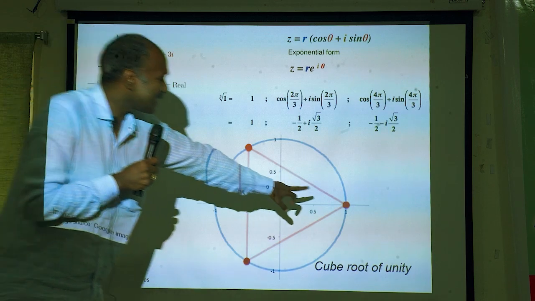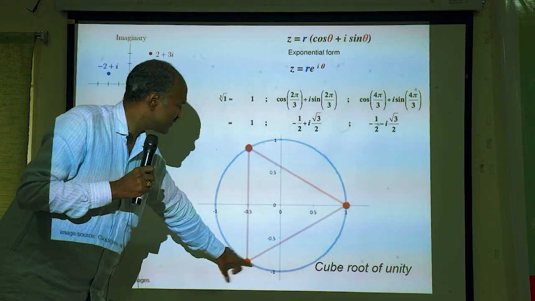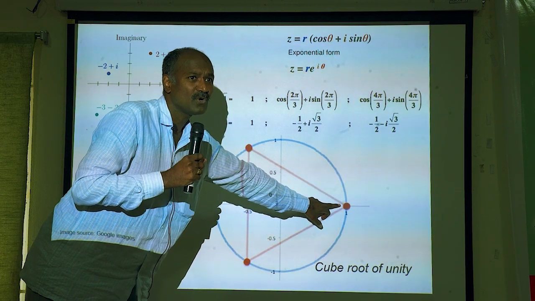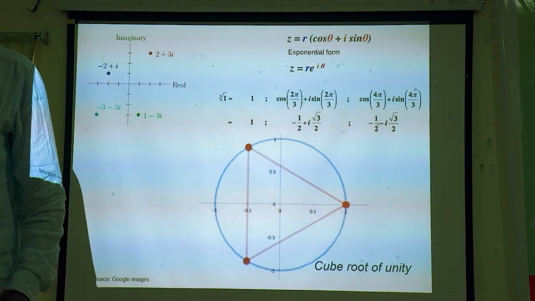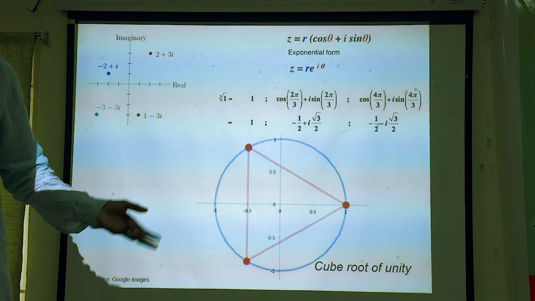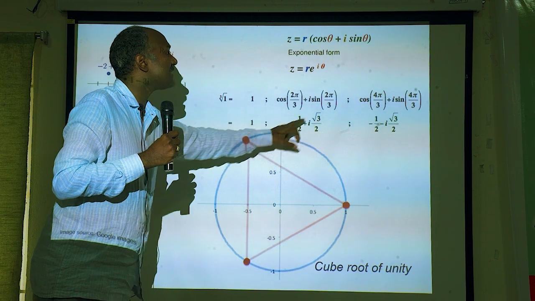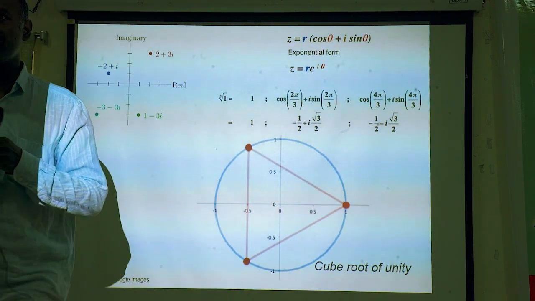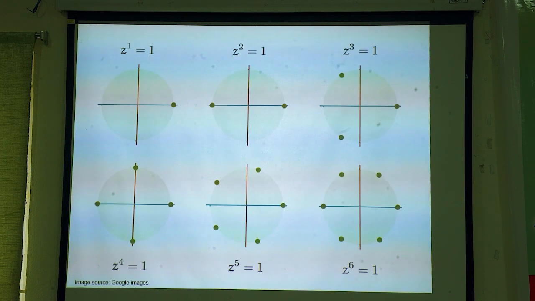See, this is called 1, this is called omega, this is called omega square. Omega cube also becomes what? The same thing, 1. So the coordinates of this value are minus 1 by 2 plus root 3 by 2 i, this is the omega value. This is what you have studied also, but you didn't know. You have studied it as a mathematical formula. That is the physical meaning.